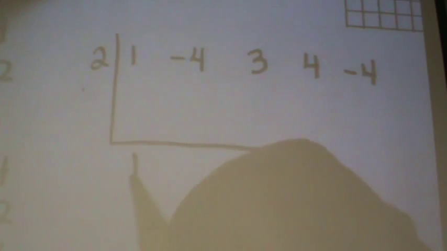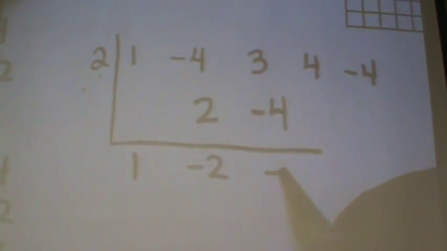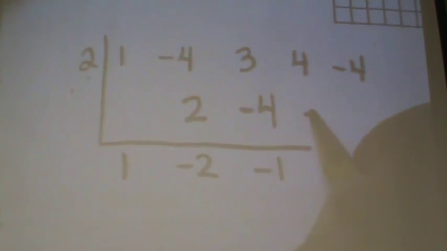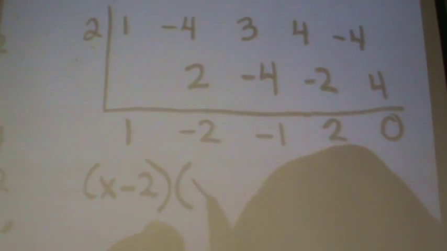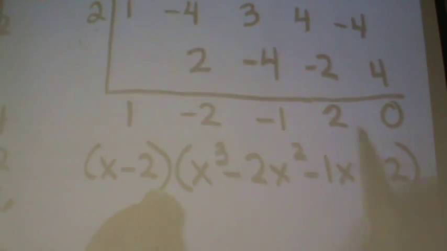Bring down the 1. 2 times 1 is 2. We're going to add. Multiply. We're going to add. Multiply. We're going to add. And here we go, we got our first 0. It is 2. So we have x minus 2, and what's left here is x cubed minus 2x squared minus 1x plus 2. Now we're going to break this up.